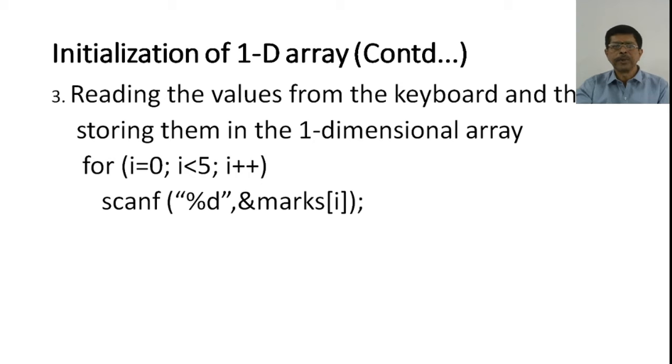The third method is reading the values from the keyboard and then storing them in the one-dimensional array. For example, here we can give a for loop: for i equal to 0, i less than 5, i plus plus. Here i starting value is 0, every time it will be incremented by 1, and a maximum of 5 marks we can store like this. scanf %d, ampersand marks[i]. The first time, whatever marks I enter will be moved to the first element. When the i value is incremented, the second marks I enter will be moved to the second element, and so on.